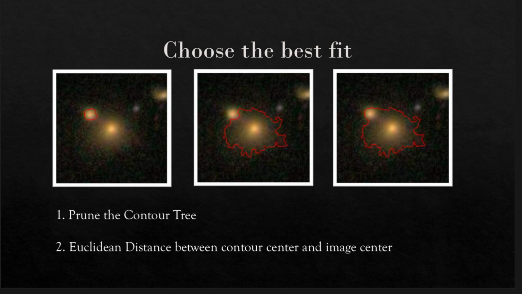In this example, these contours all have one parent node, but the leftmost image is a contour of two galaxies, so I prune the tree to get rid of the left contour. After that, for every leaf node, we calculate the Euclidean distance and choose the best fit.